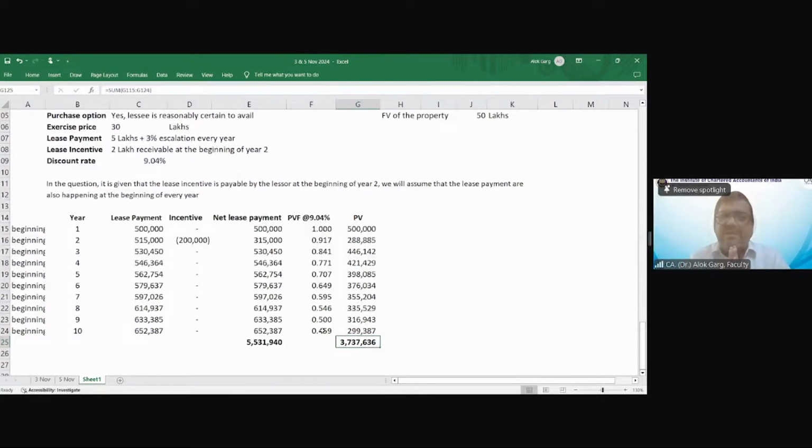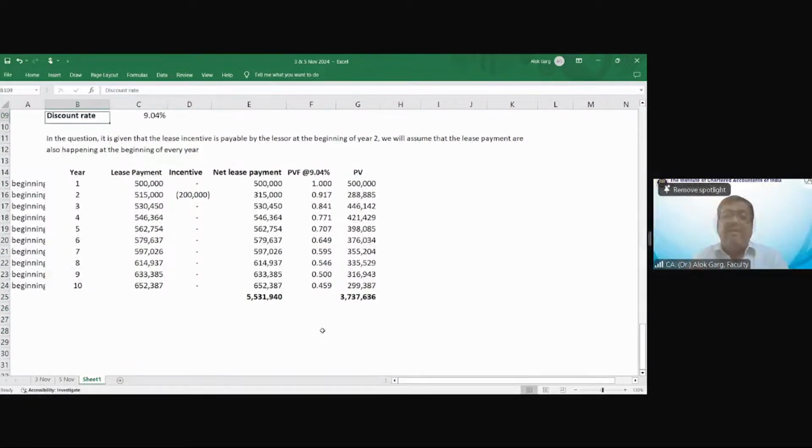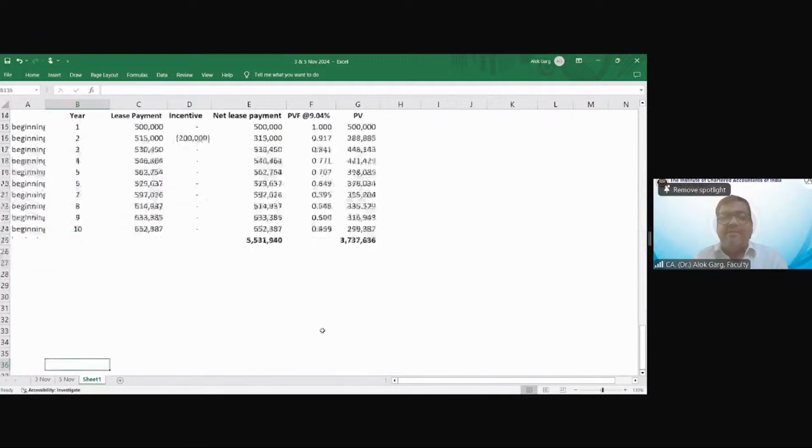No. Have I considered all the lease payments? पर्चेस ऑप्शन का भी present value consider करना है. My lease payment will also include the purchase option, right? So I need to consider my exercise price. And this exercise price will be payable when? It will be payable at the end of the year 10, right?